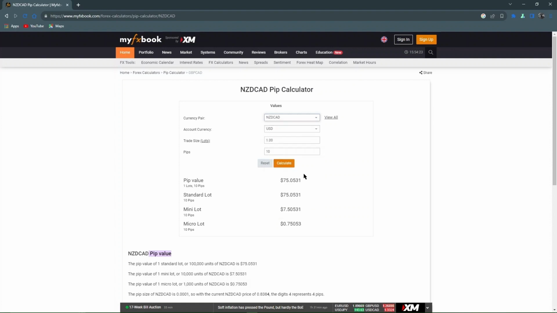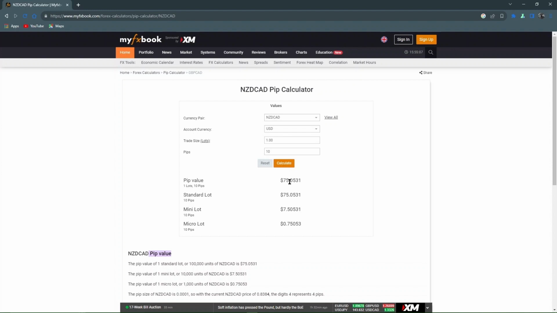NZD CAD. Let's calculate this right here. Look at the pip value over here. The pip value of NZD CAD, by using standard lot and risking 10 pips, is going to give you $75. So maybe you are trying to risk 1% of your account, which is a 10K account. You are going to use 1%, which is $100. So you are not risking that amount. You are risking $75 right here. This is the pip value.